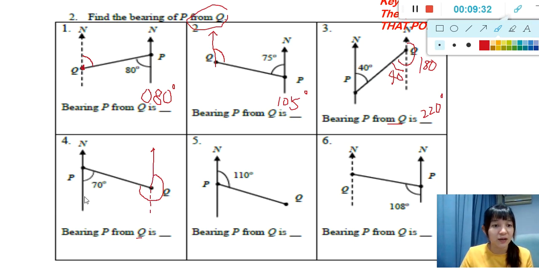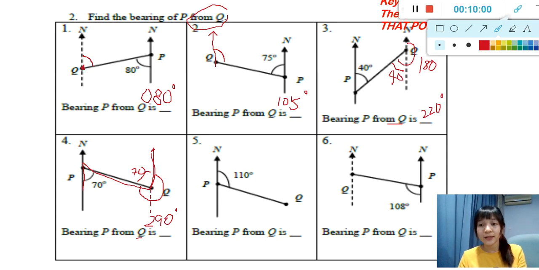Okay, 70 is given, right? There are a few ways of doing it. I just show you one way. Do you see a Z here? It's a Z, isn't it? Z means that, if this is 70, this side also 70. Right? So we want to find this angle. How do you find it? One circle is 360. 360 minus 70, you get 290. 290 degrees bearing there.